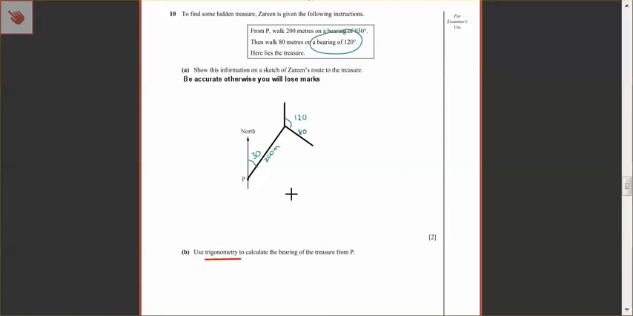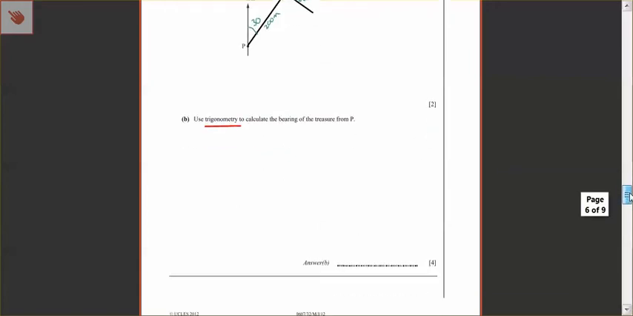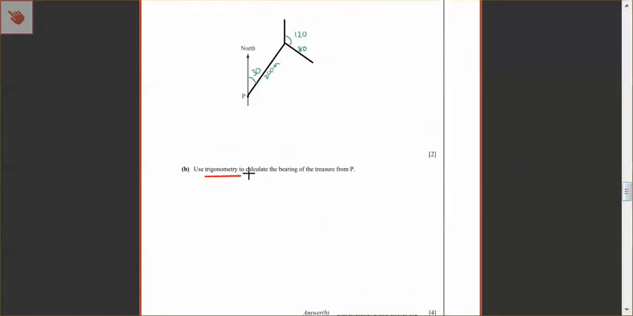Right. This is quite tricky in that it says use trigonometry to calculate the bearing of P from the treasure, if that's the treasure there, so this is the treasure. We've got to find the bearing. Now the bearing is here. Now trigonometry immediately made me think, oh, it must be a right angled triangle. So I'm going to be using SOHCAHTOA. I've just got to figure out which one is the right angle.